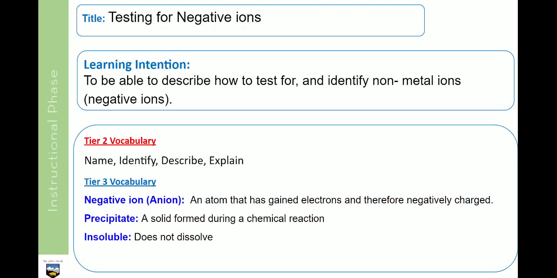So just to quickly recap, before half term, we started this topic on chemical analysis, how we can analyze different substances, we can test different substances to find out what components are inside of them, what elements and compounds make them. So we've looked at chromatography and how to separate a soluble mixture using chromatography. We've looked at ions and how to test for positive ions, and now we're looking at how to test for negative ions.